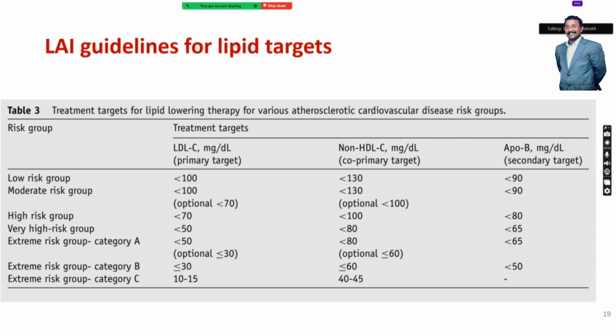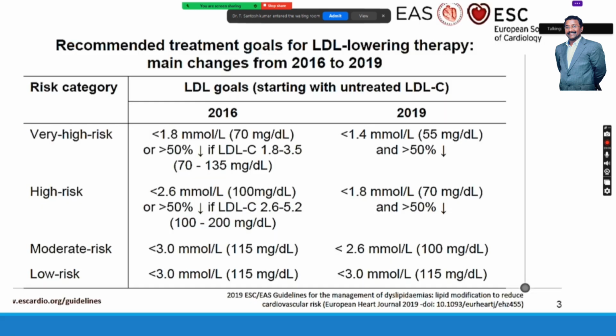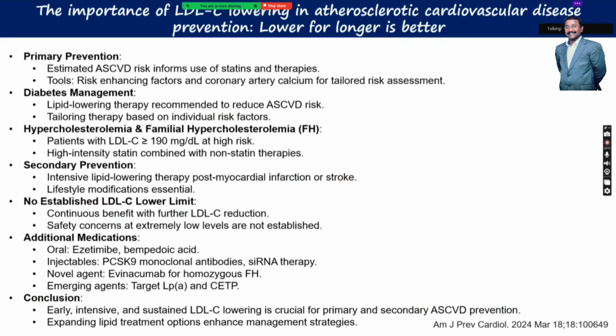So this is the Lipid Association of India guidelines for the lipid targets. See here the low risk group, moderate risk group, high risk group. Your LDL target is always less than 50, 70, etc. Recommended treatment goals for LDL lowering therapy, main changes, the same thing here. The importance of LDL-C cholesterol lowering in atherosclerotic cardiovascular disease prevention. Lower for longer is the better.